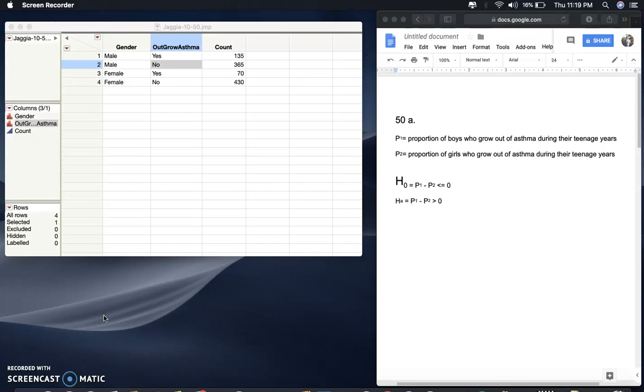Our alternative hypothesis, the one we're trying to test, is P1 minus P2 is greater than 0. This is because if the proportion of boys is greater than girls, it's obviously going to be greater than 0.